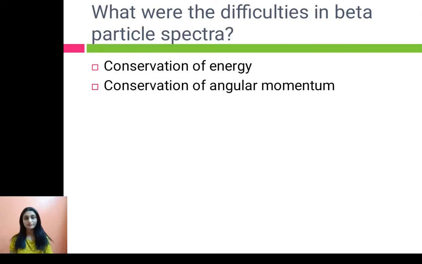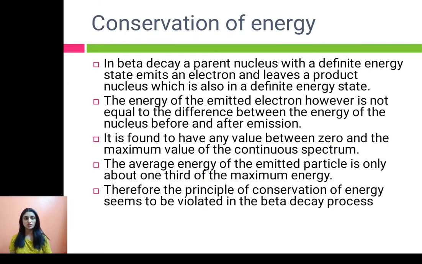Third lecture of beta decay. So today we are going to study what were the difficulties in beta particle spectra. There was difficulty in conservation of energy, and second, in conservation of angular momentum. So let us see one by one. First one is conservation of energy.